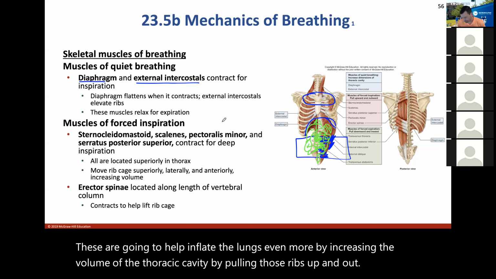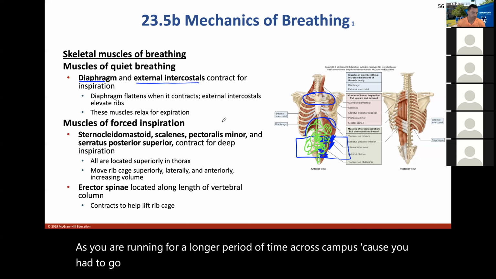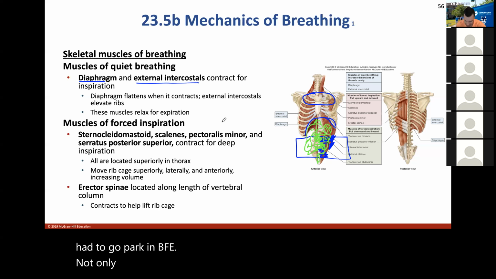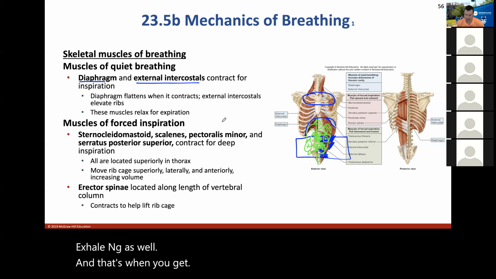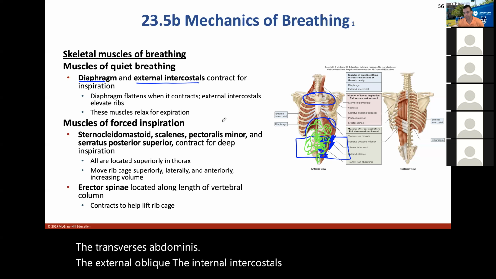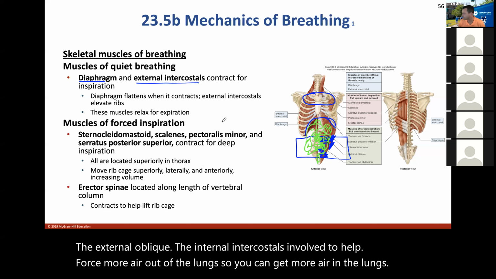As you are running for a longer period of time across campus because you had to go park in BFE, not only are you going to be forced inhaling, you're going to be forced exhaling as well. And that's when you get the transversus abdominis, the external oblique, the internal intercostals involved to help force more air out of the lungs so you can get more air in the lungs. That's how that works.